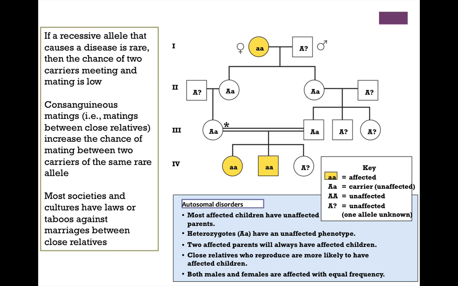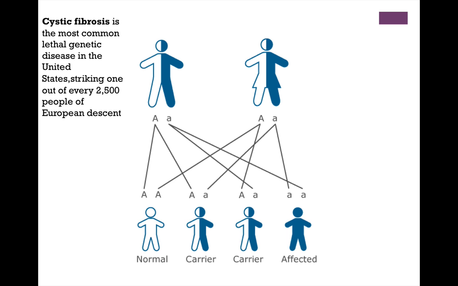And every once in a while, you'll have situations where something is kept in the population because there is some inbreeding going on. So in a case of one of these pedigree charts, we would look for a double line, which you see right here. What we have is first cousins that have mated and produced three children. Two out of the three now carry the disease trait, where this one would not. So in the last paragraph, most societies and cultures have laws or taboos against marriages between close relatives, and this is one of the reasons why.